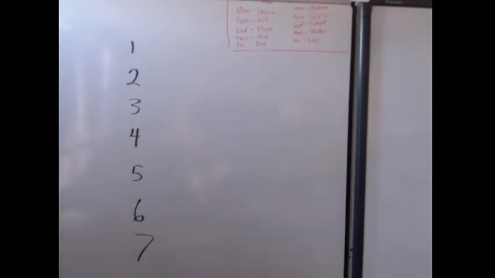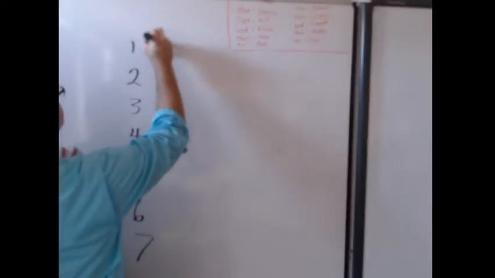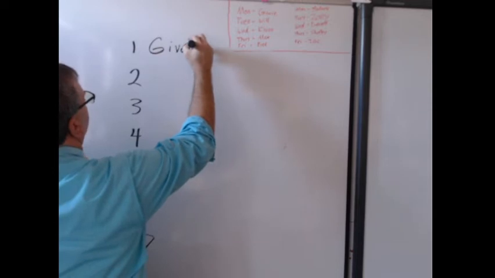All right, number 3. We have 7 steps. Okay. What is always the first one? Given. Okay, so it is always given.